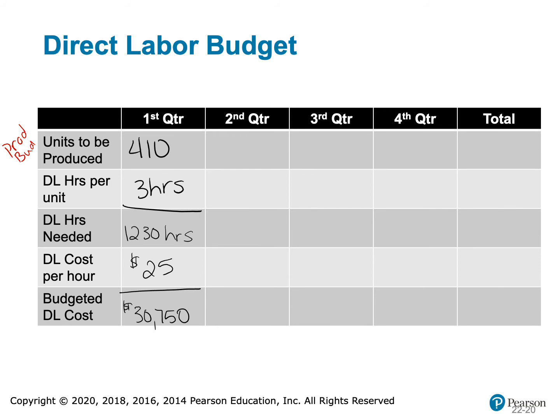So now let's do quarter two together. Going back to our production budget, we know that we expect to produce 560 units. At 3 hours per unit, that means we are expecting to spend a total of 1,680 hours, and at $25 an hour we're expecting to spend $42,000. So again, you pause the video, complete quarters 3, 4 and the total, and then we'll come back and check it.